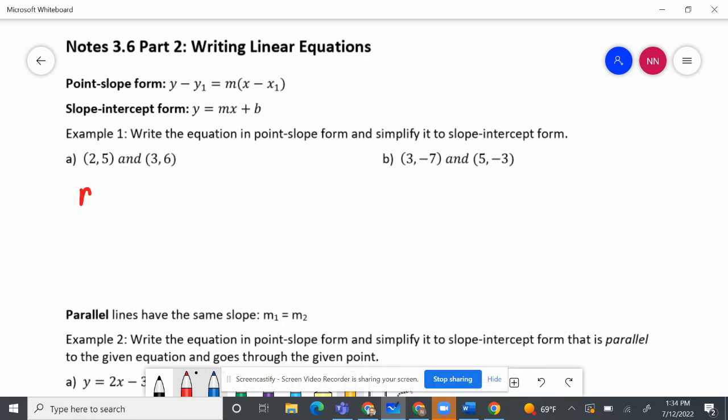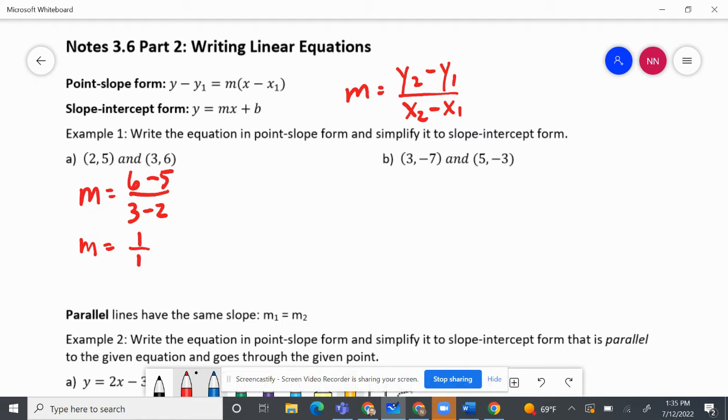What we're going to do is find the slope of those points, and we're going to use the slope formula. So just in case you forgot the slope formula, it's y2 minus y1 over x2 minus x1. So when we're finding the slope, we're going to take the second y minus the first y, and then the second x minus the first x. So that right there gives us 1 over 1, which of course is 1. So what we have is a slope of 1.